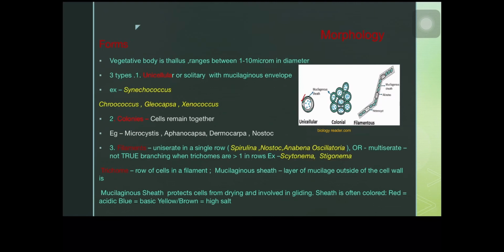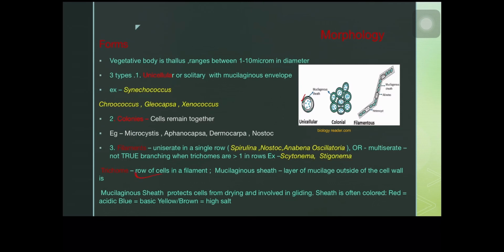And in the colonial forms, the cells remain together after the division. They fail to segregate after the division and form colonies. All these colonies again are covered with a mucilaginous sheath. Examples of such colonial forms are observed in Microcystis, Aphanocapsa, Dermocarpa and Nostoc. In the filamentous form, the cell division occurs in a single plane, in a single direction, and forms a thread-like structure. That's what we call a trichome.